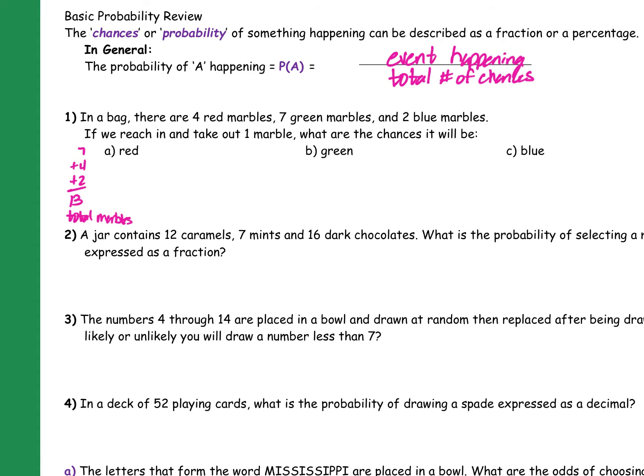And then how many red marbles do I have? 4. So the chance of getting a red marble is 4 out of 13. Can I simplify that fraction? I can't. So I can write it as a fraction, or I can write it as a decimal.